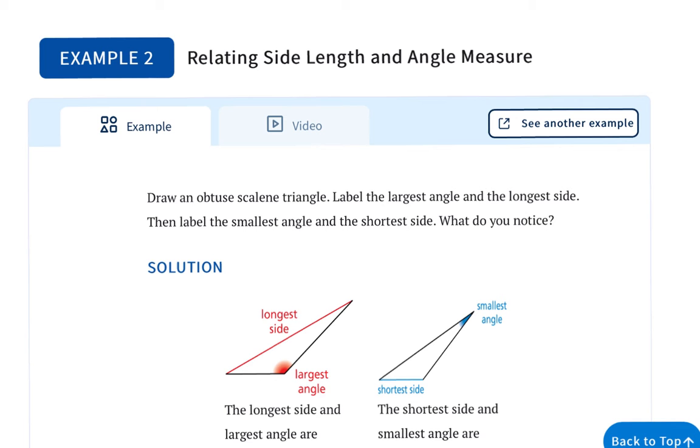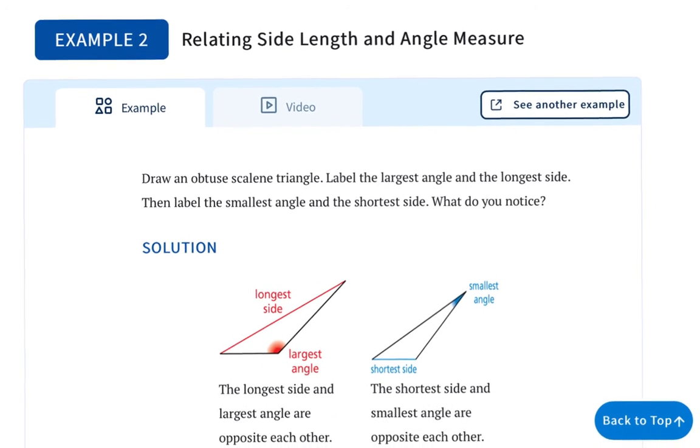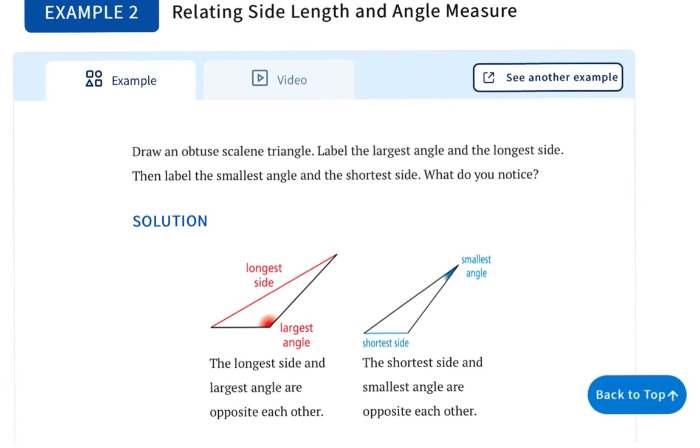All right, the better stuff in this chapter. We're talking about relating the length of a side to an angle measure. You probably have a pretty good understanding of what this means. They've asked you to do this little activity here. Draw an obtuse scalene triangle, label the largest angle on the longest side, label the smallest angle on the shortest side. What do you notice?